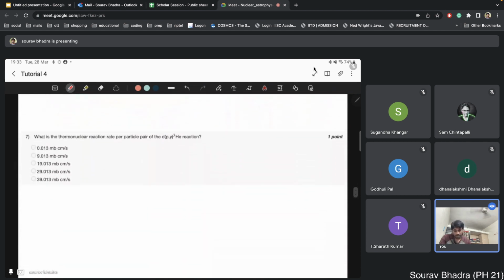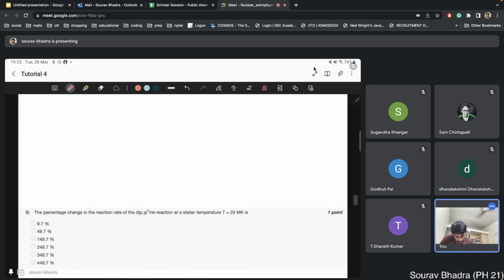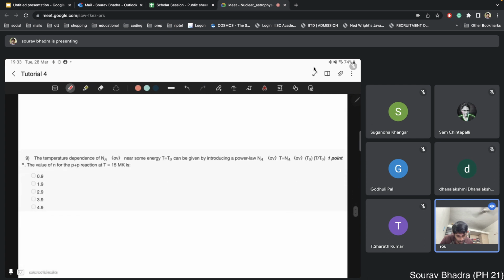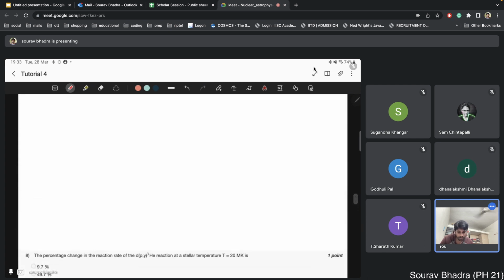Let us go to number 7. What is the thermonuclear reaction rate? So thermonuclear reaction rate, that means it is a lengthy problem, and percentage of change. Okay, this 8, 9 and 10, these are important, so important problems.